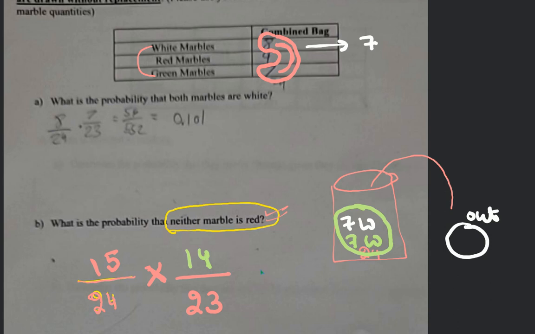14. Okay, is it clear? The total will remain the same. The numerator part will be according to your condition. Now reduce it. Can I reduce it by the... give me one second. It can't be reduced.